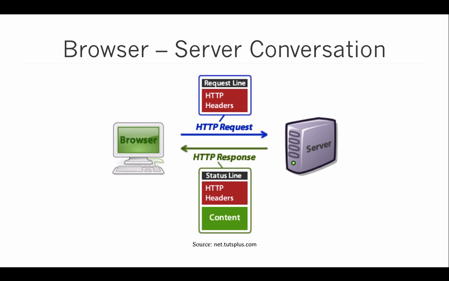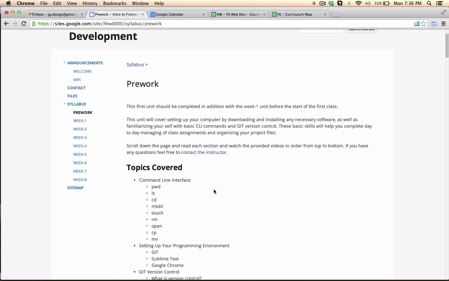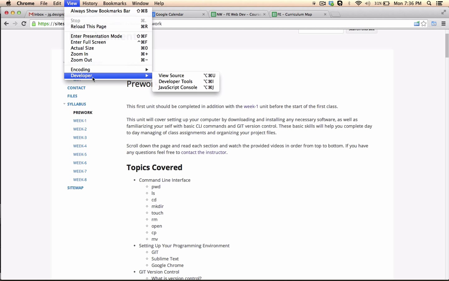So let's actually go and take a look at the request and response headers. I'm going to go ahead and bring up the browser. So on Mac, you could use the shortcut Command-Option-I, which stands for Inspector, or you can also go to the View drop-down menu, and you can go to Developer and Developer Tools like that.